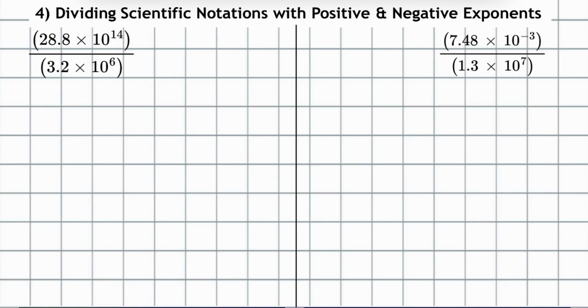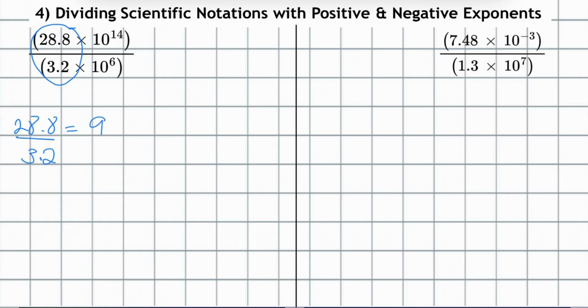Negative exponents. So dividing is much easier than any other process with scientific notations, because all we have to do is divide these two values. So we're going to say 28.8 divided by 3.2. You can place it into your calculator, 28.8 divided by 3.2. That's going to give us 9 with precision. So now we have part of our answer.